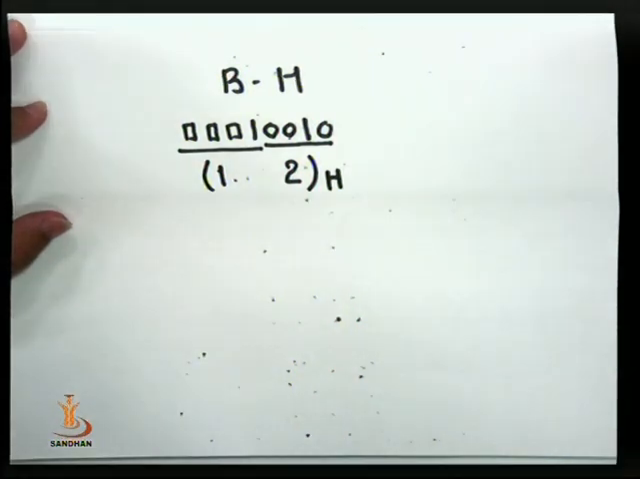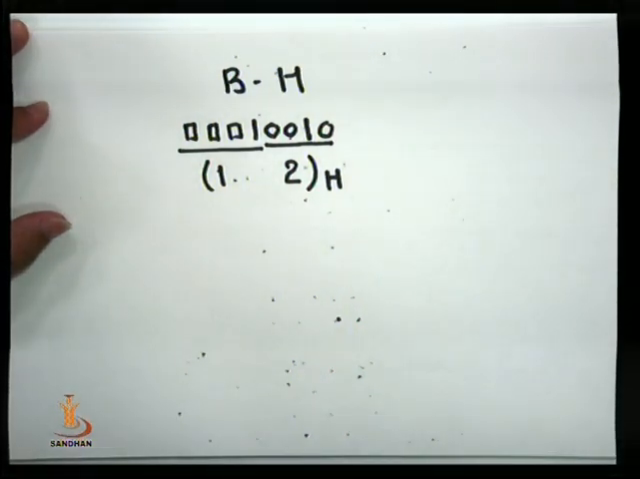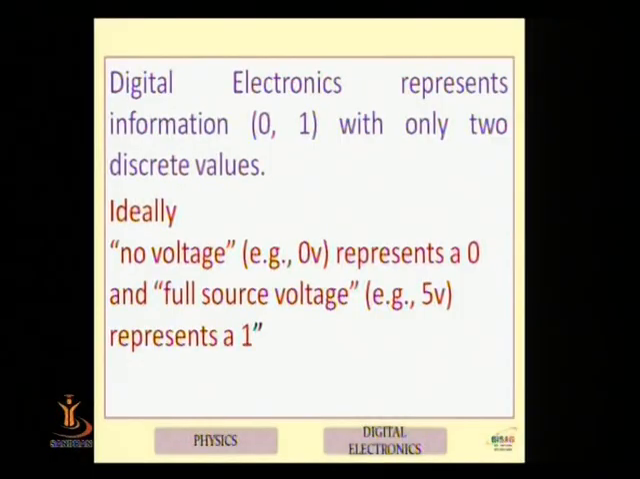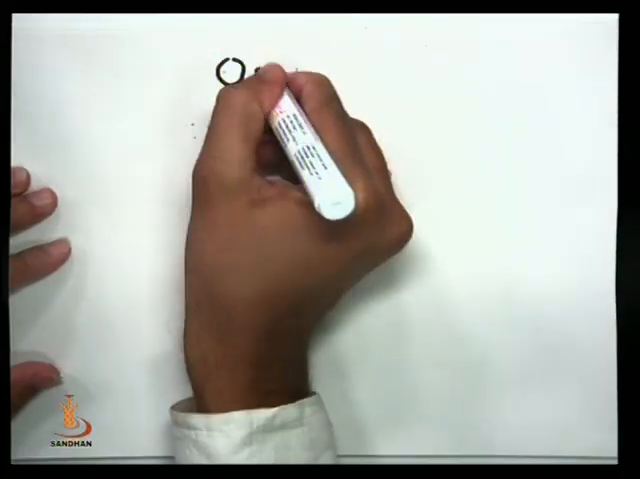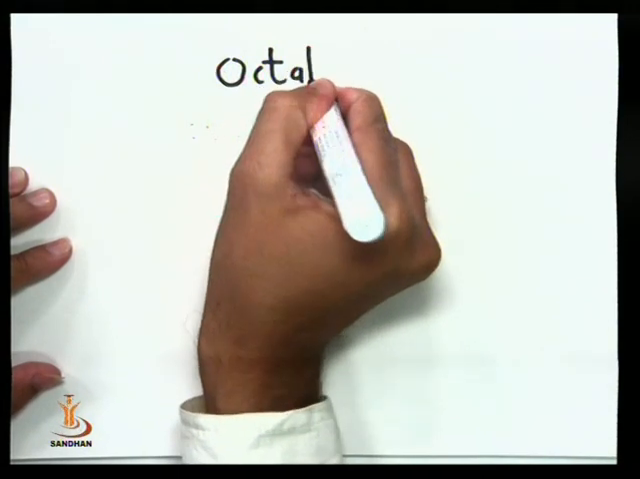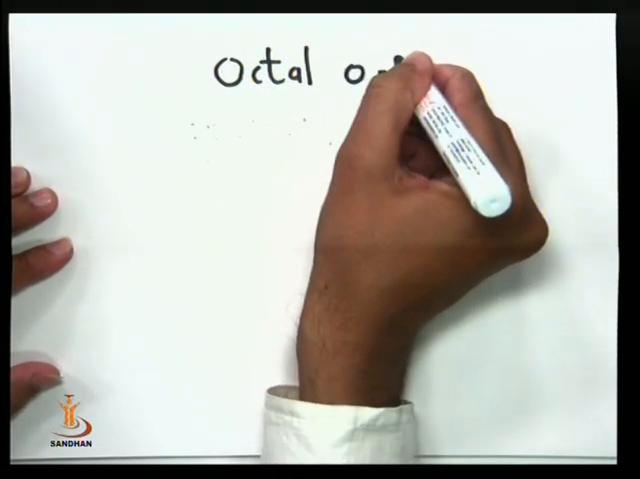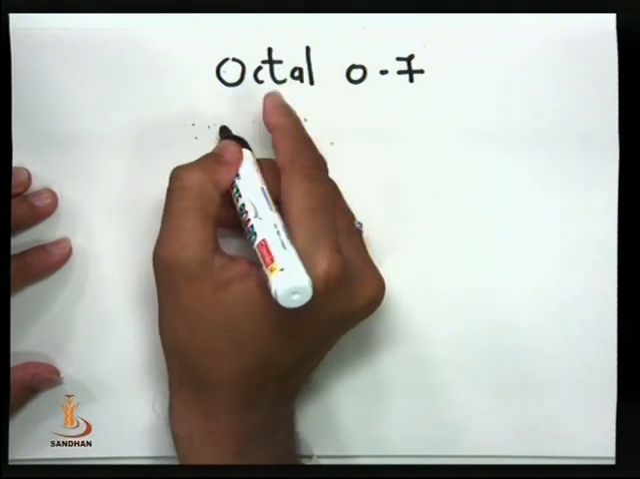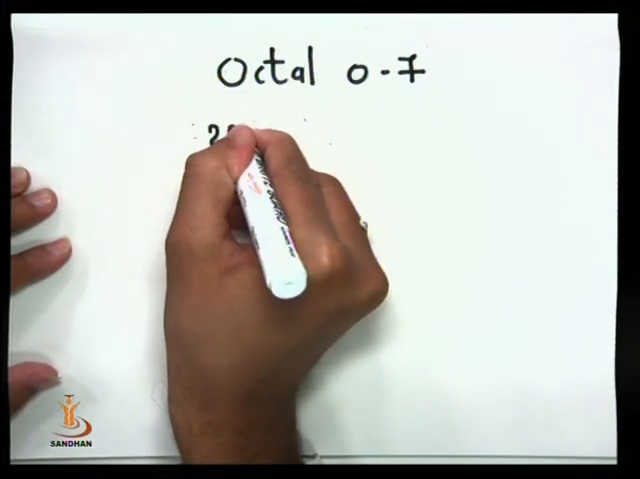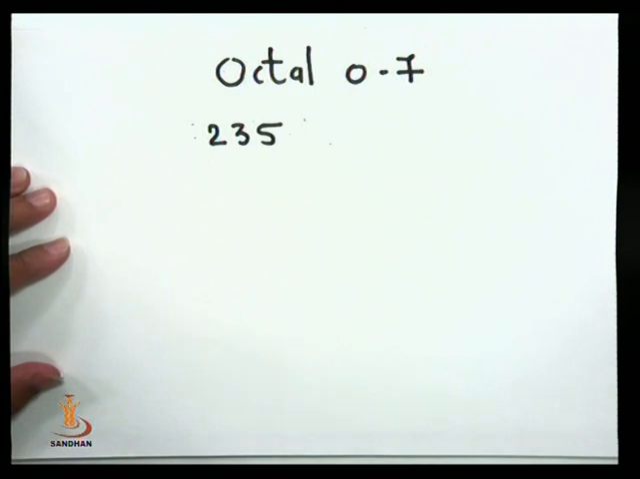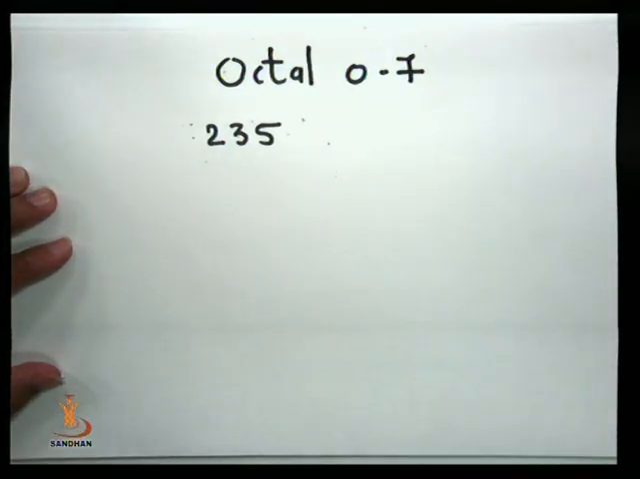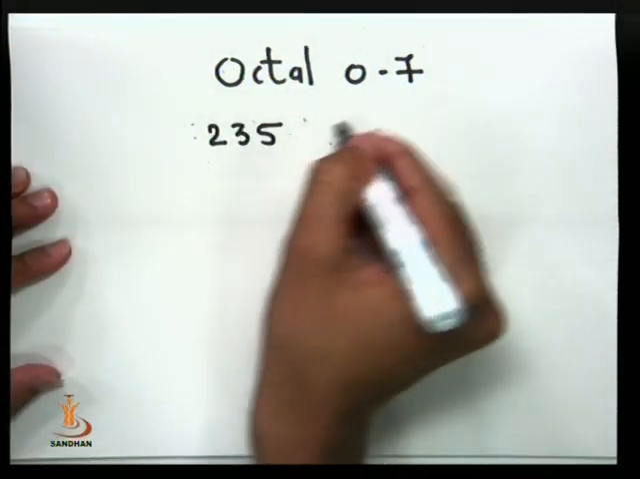Hexadecimal is the number system widely used in computer or microprocessor systems. Now this is all about the binary number system. Now let me take the octal number system. Octal means the number system ranging from 0 to 7. So let me take octal 235. Three conversions are possible with the octal number system. One is octal to binary.